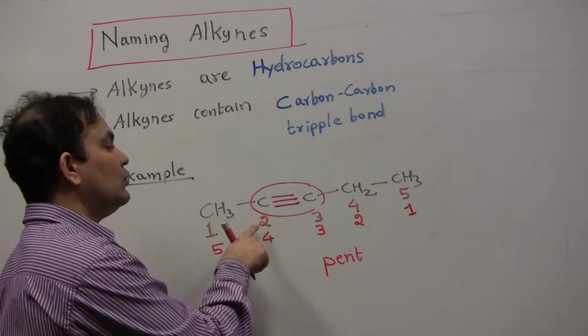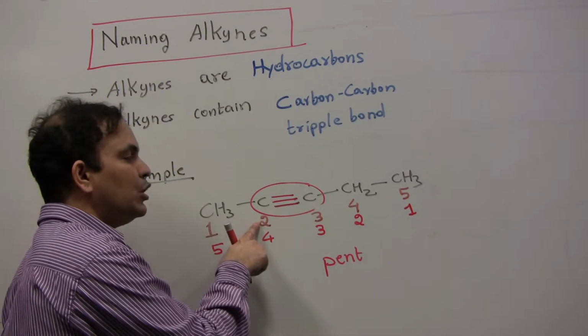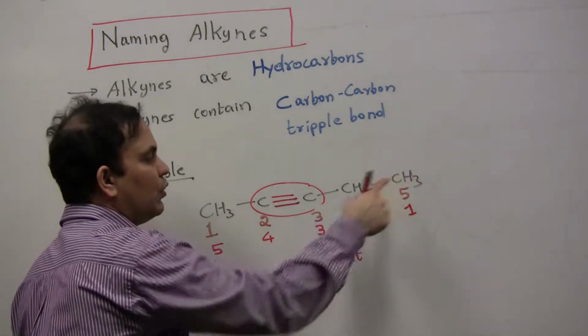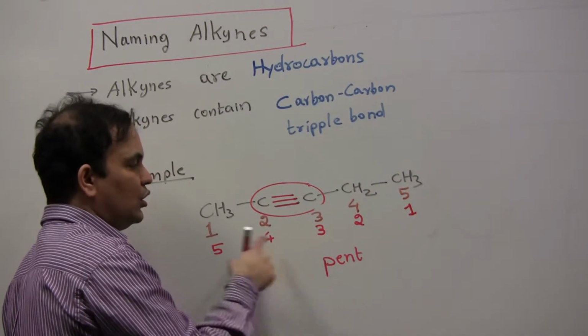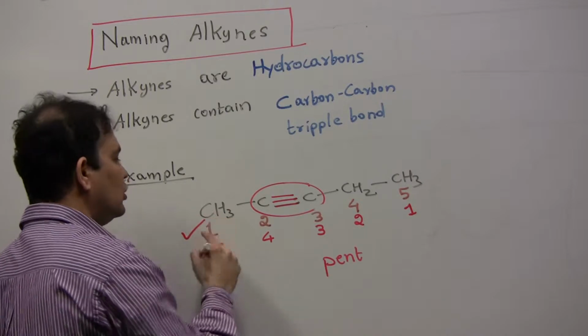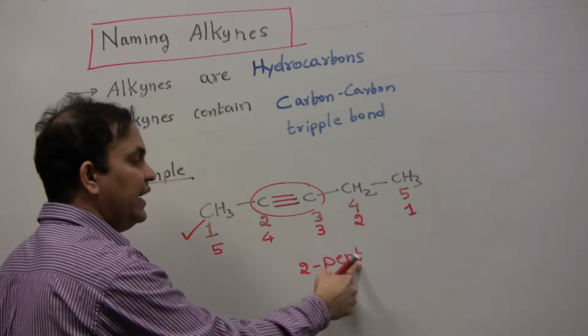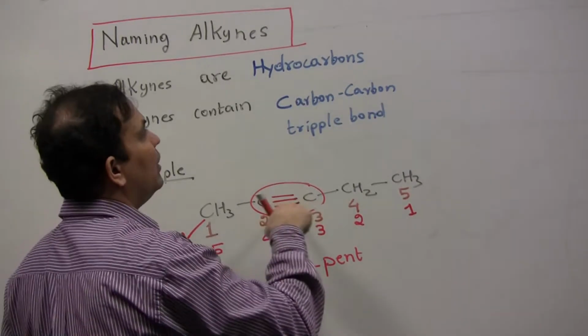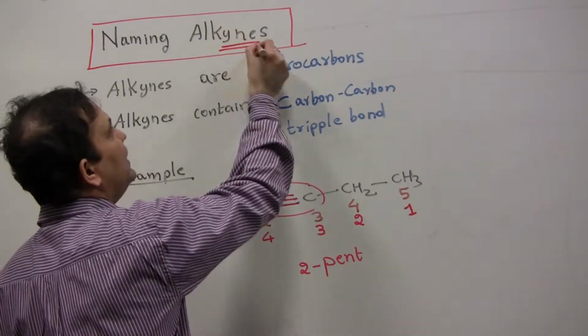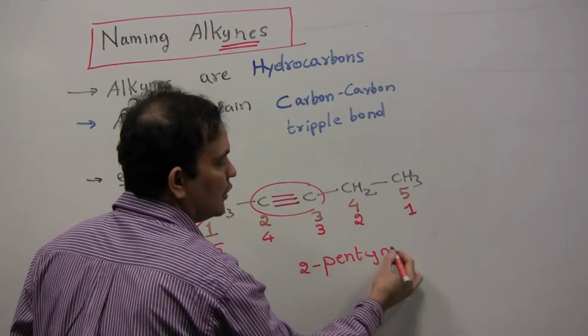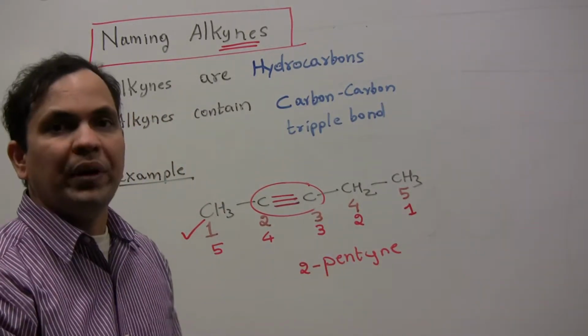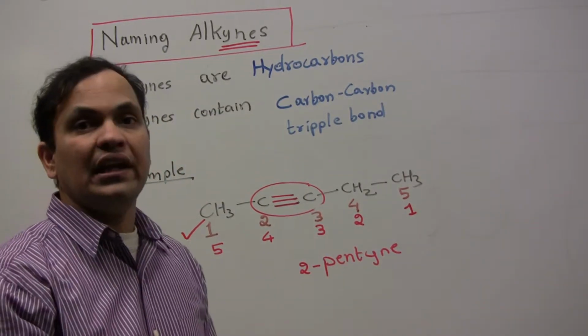Now if you see the position of the triple bond, if you start from here, it's number 2. If you start from the other end, it will be number 3. So we should always prefer the lowest number, that is 2-pent, and since it's a triple bond, we end with YNE. So the name for this compound is 2-pentyne, and let's draw the skeletal structure.